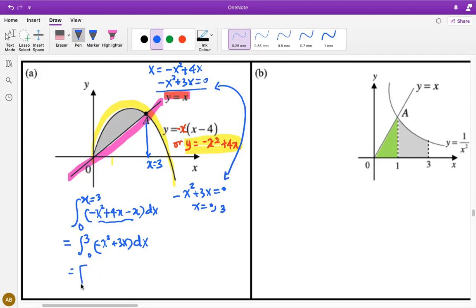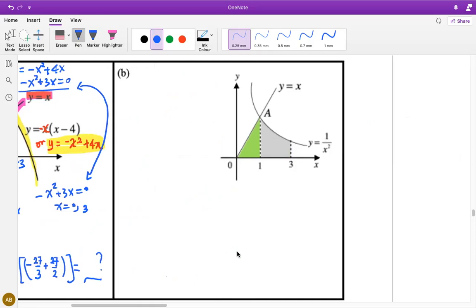Then you can integrate. You get negative x cubed over 3, then plus 3 over 2 x squared, integrated from 0 to 3. You should be able to get negative 27 over 3 plus 27 over 2. Then that is your answer. You should be able to get a positive value, all right? So you check by your own what this answer is.